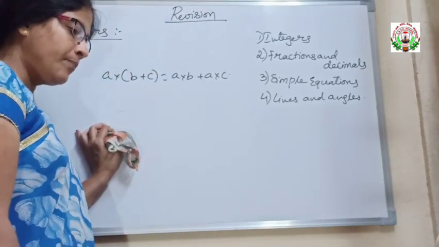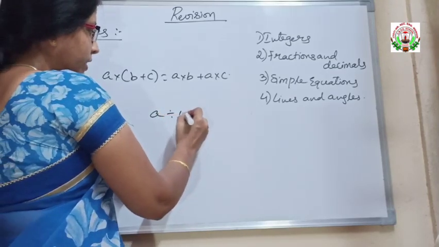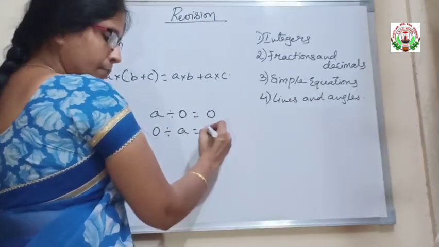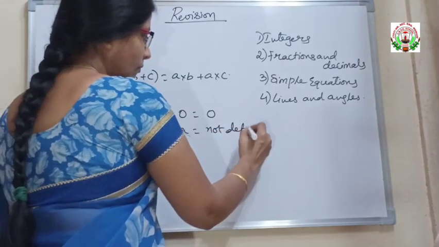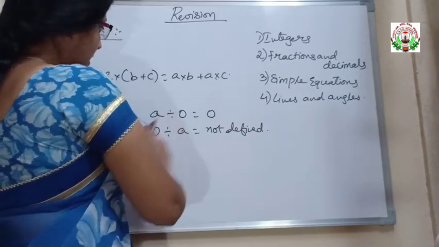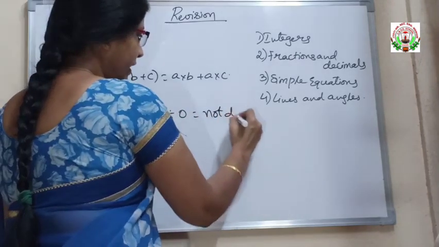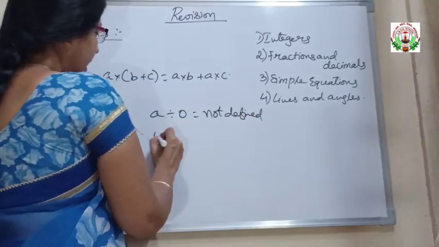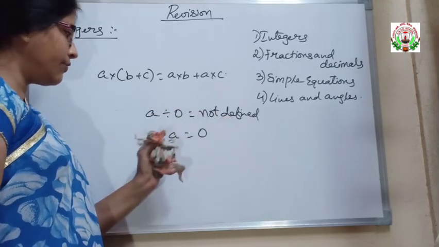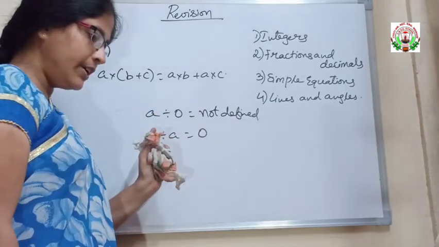Next, for division, a is an integer. It is the reverse: a divided by 0 is not defined, and 0 divided by a is 0. We know that a divided by 0 is not defined and 0 divided by a is 0, whether a is a positive integer or a negative integer.